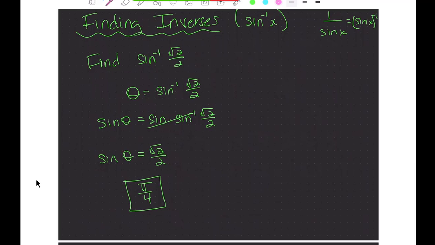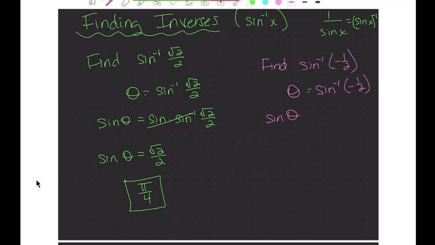What if I wanted you guys to find, let's say, the sine inverse of negative 1/2? So we're looking for theta equals sine inverse of negative 1/2. I want to get rid of my inverse. So what am I going to do to both sides? Multiply it by sine.